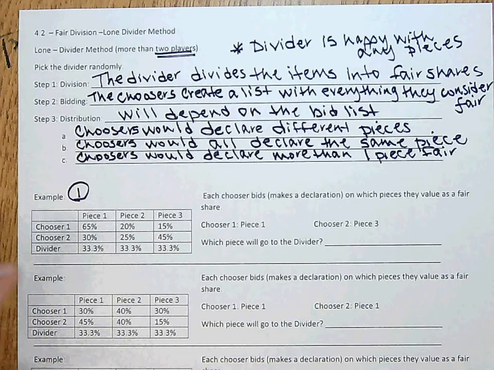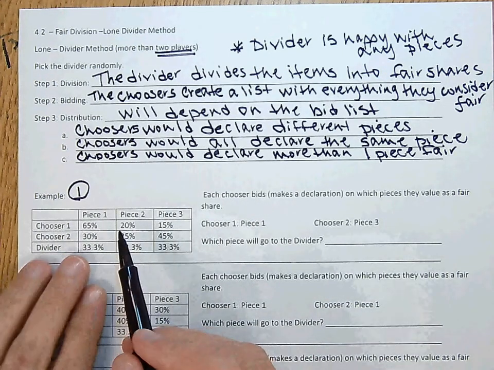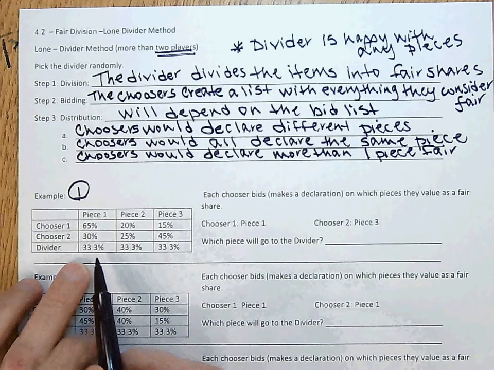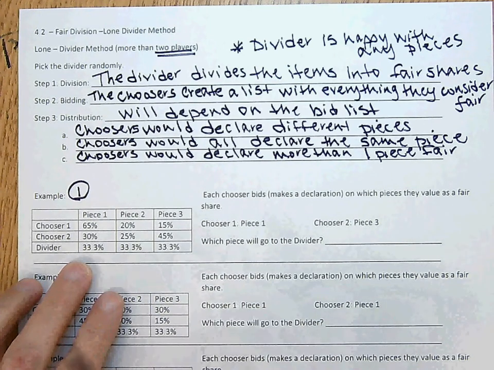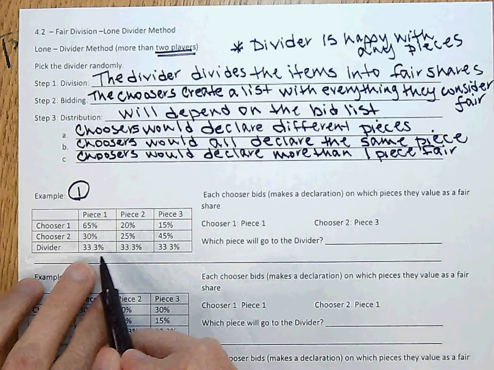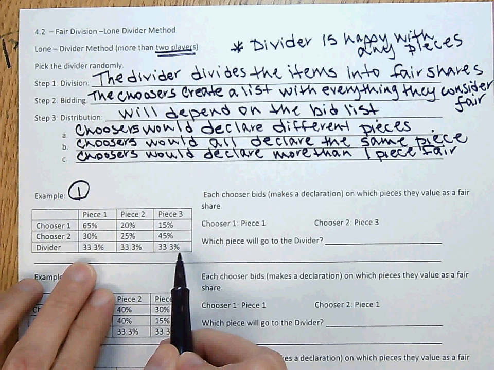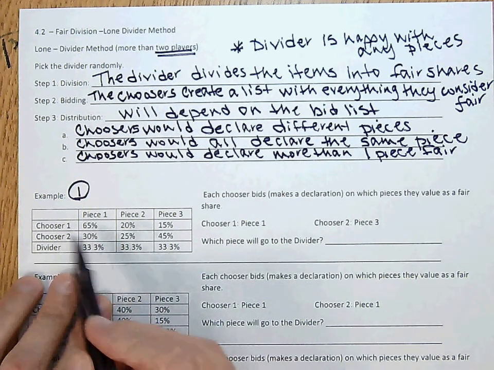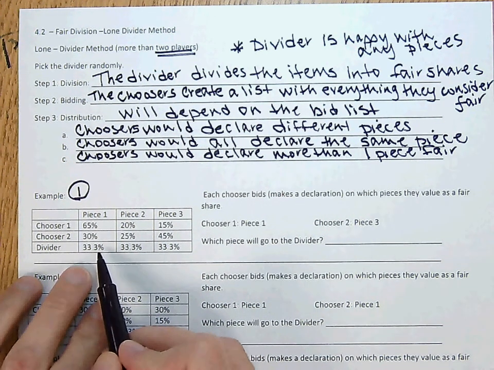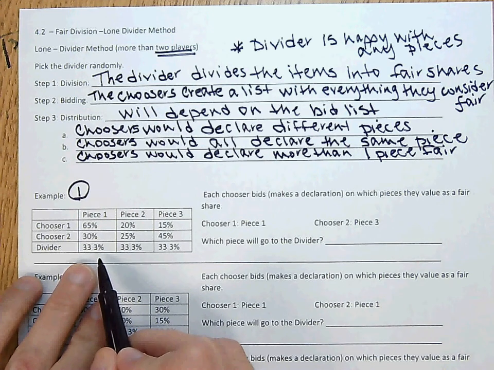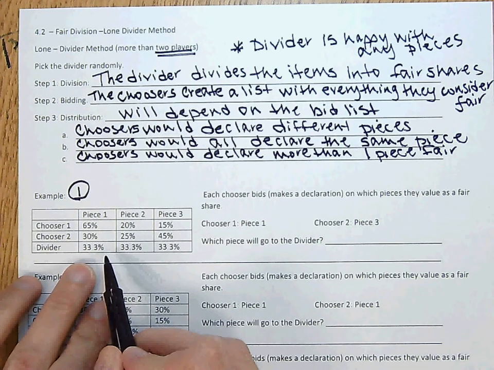If we look here, the divider took this piece of cake, or the whole cake, whatever it might be, and divided it into 3 parts that they would be happy with. And since there's 3 people, they divided 100% by 3 and got 33.3%.